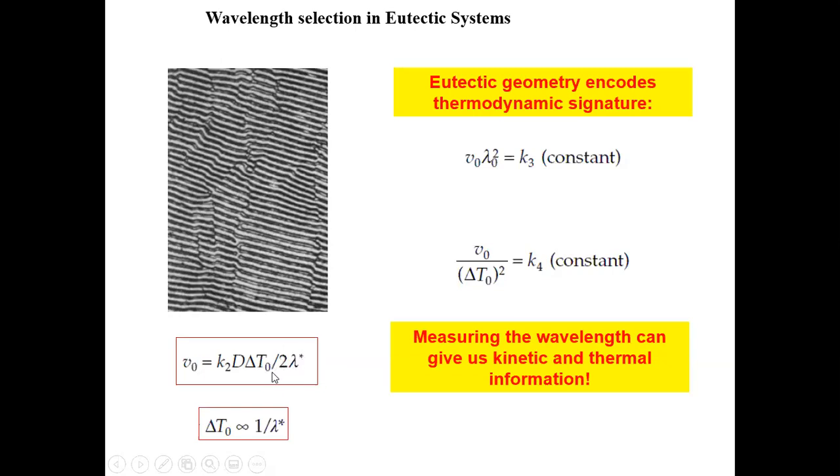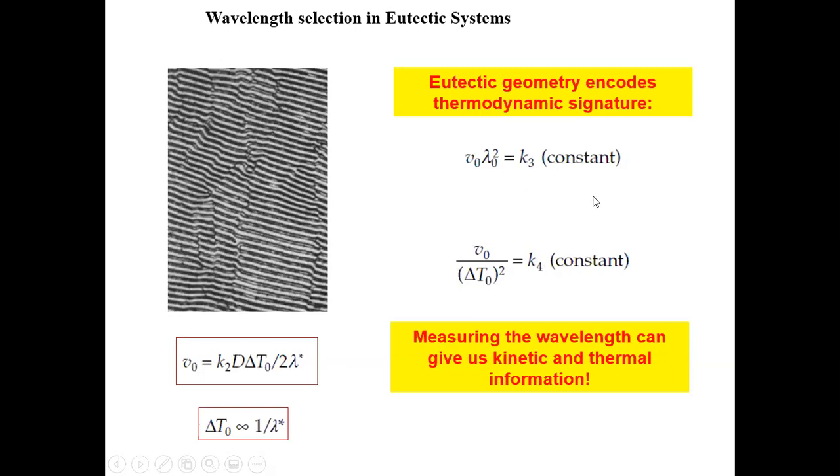Okay, but if you take this to the left of the equation, on the right-hand side, you're going to have a constant. K2 is a constant, D is diffusivity, which is fixed once the material is fixed. So you have this scaling relation: V naught, which is the maximum growth velocity, times lambda naught squared, where lambda naught is the lambda star in our previous analysis, equals a constant. Now, for the same reason, you can plug in lambda star equals 1 over T naught, and from this relation you have V naught over delta T naught squared equals a constant.